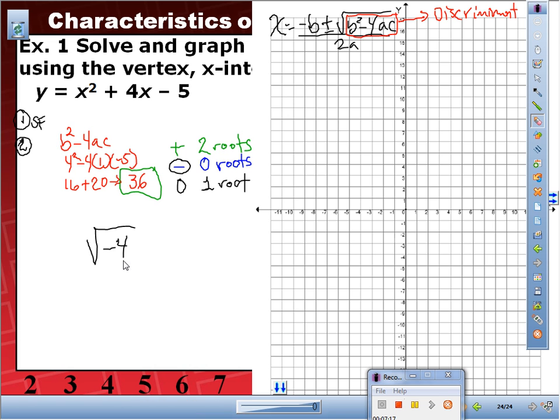I'm going to erase the negative 4 squared. We don't need that. That was just so that I can explain that. Why not a negative?